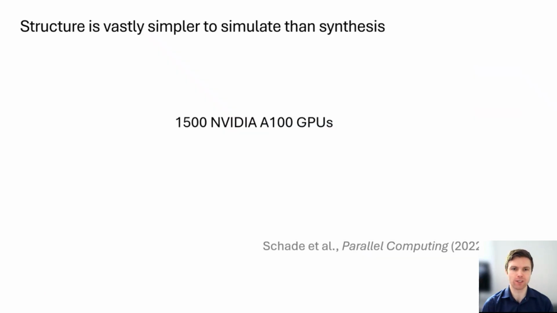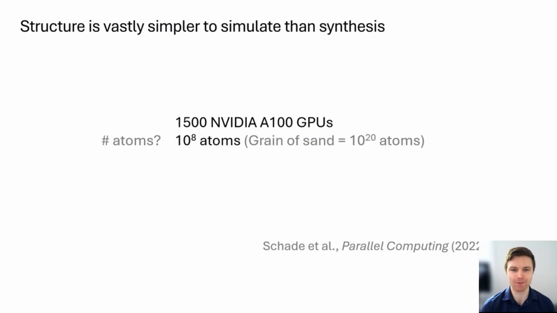Now, structure, which is a lot of the simulation bulk that's been out there, is usually much simpler to simulate than synthesis. So let's say you had 1,500 A100 GPUs at your disposal. How many atoms might you be able to simulate with this? Well, the answer is maybe about 10 to the 8th, keeping in mind that a grain of sand is 10 to the 20 atoms. And let's say you have an hour that you're running these 1,500 A100 GPUs on. How long could you run the simulation for? The answer is a few picoseconds.